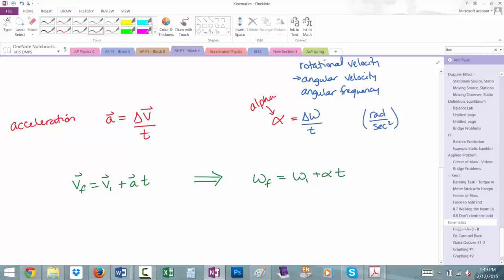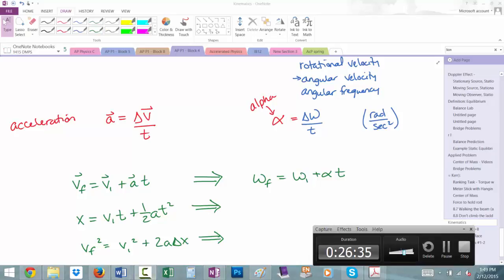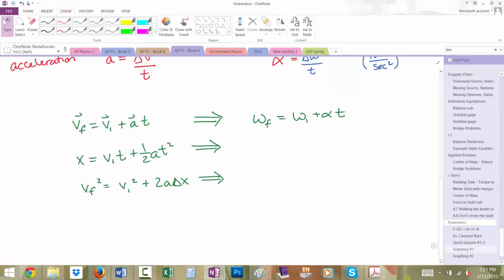Let me give you two other equations. X equals VI T plus 1/2 A T squared. That was your favorite one. And then there was another one, VF squared is equal to VI squared plus 2A delta X. Why don't you write the rotational equivalents for those two? Once you've got them, check with your neighbors and make sure they agree with you.